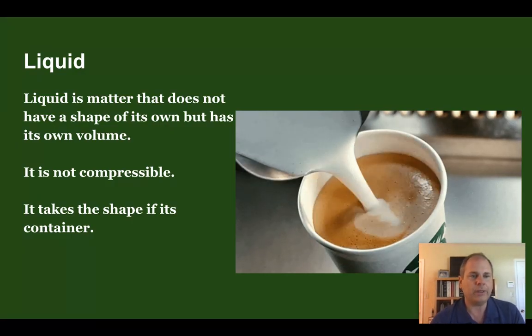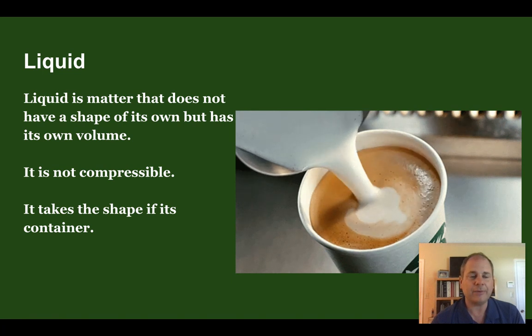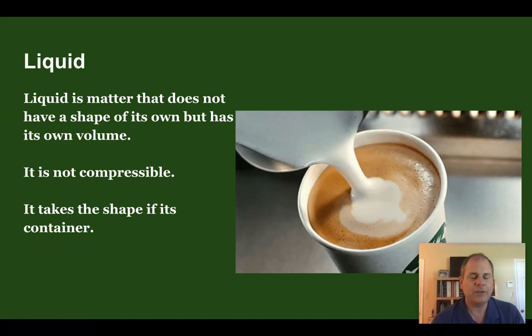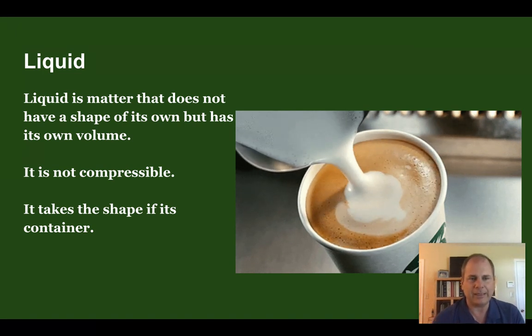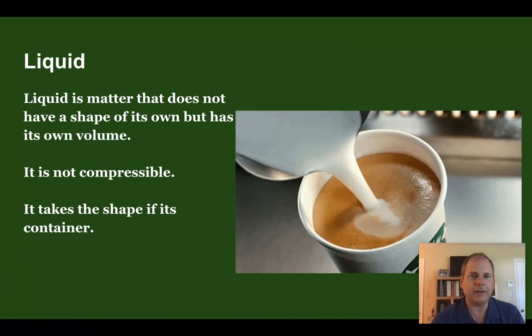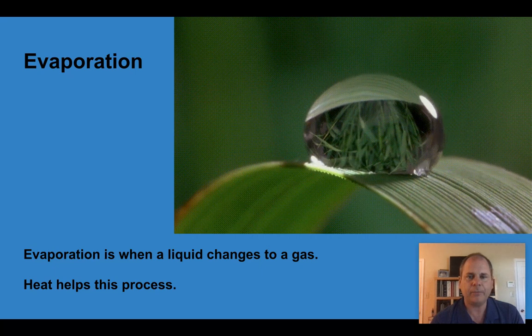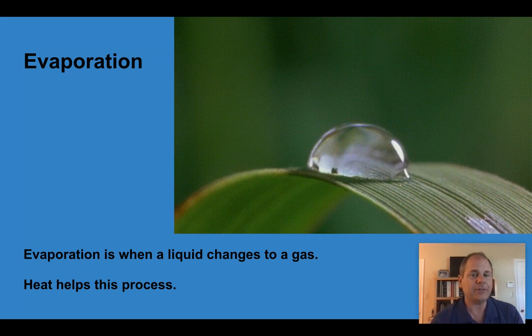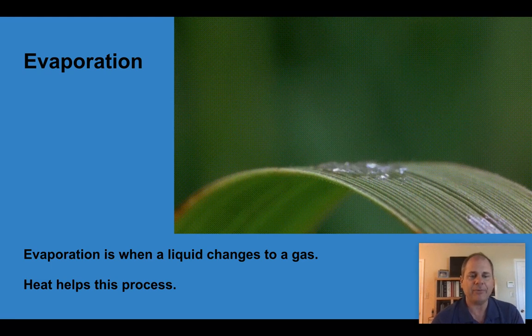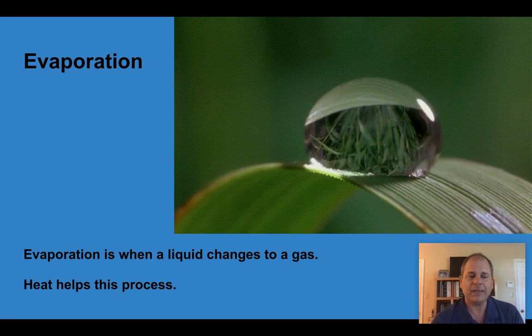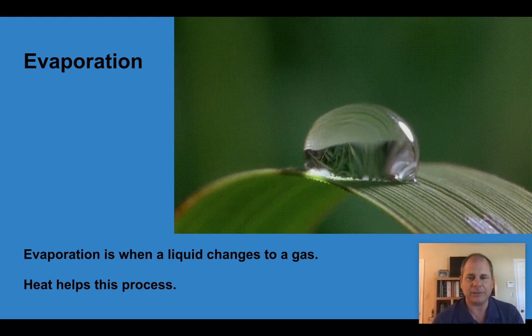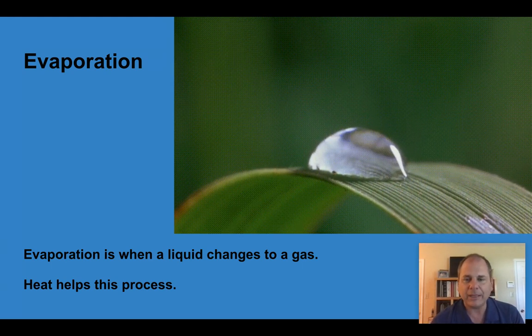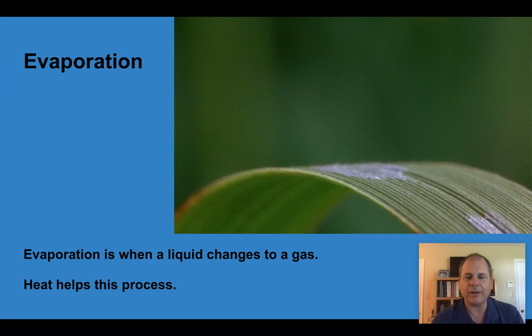Now, we have liquids. Liquids, of course, take the shape of their container. You cannot compress them to make them smaller, and the molecules inside of a liquid are more active and flow more freely than in a solid. If you add heat to a liquid, it becomes a gas. Evaporation is when a liquid changes into a gas. Heat helps this process. This is an illustration of water evaporating off of a leaf.